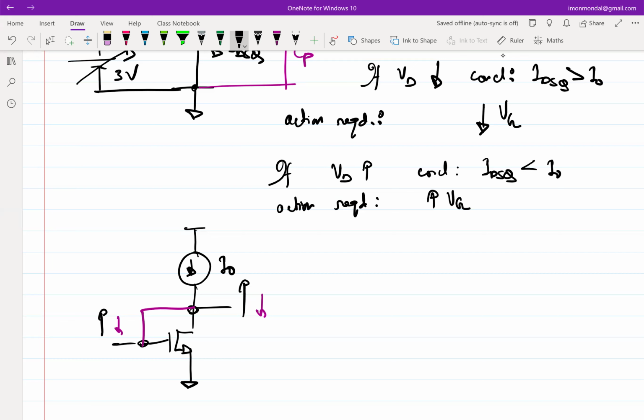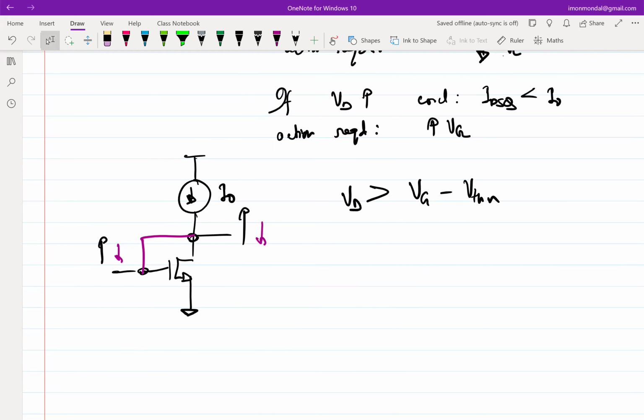What is the condition of saturation? VD should be greater than VG minus the threshold voltage. Do you think this condition is getting met? It is of course getting met. In this case, VD is exactly equal to the gate voltage, right? So hence the transistor is in saturation, right?